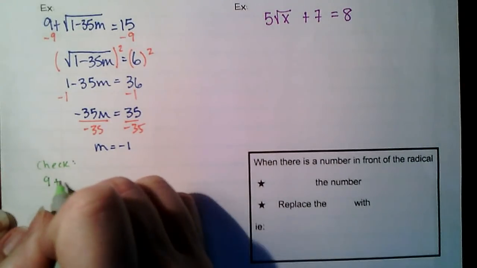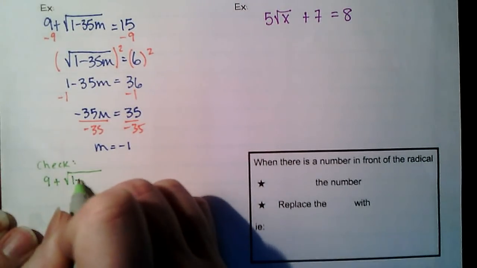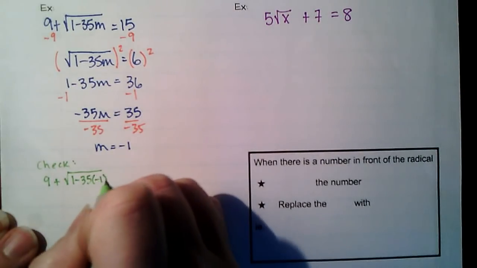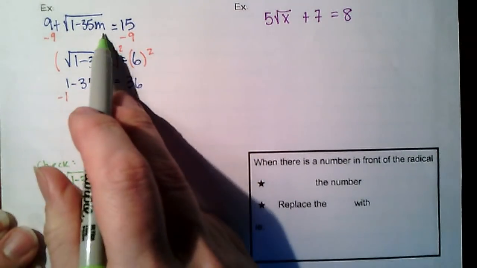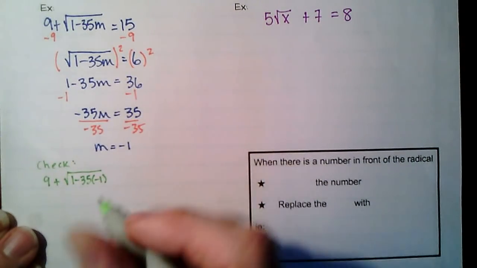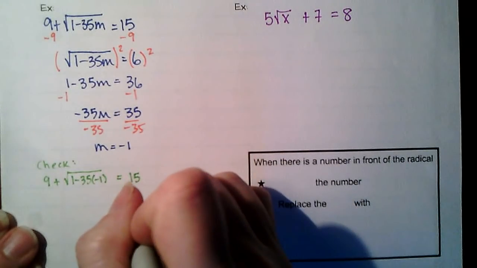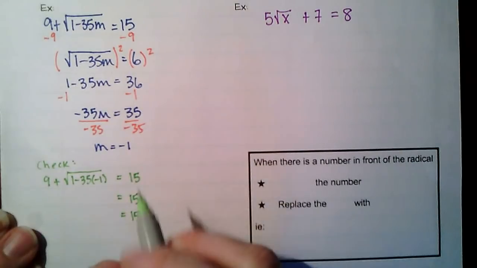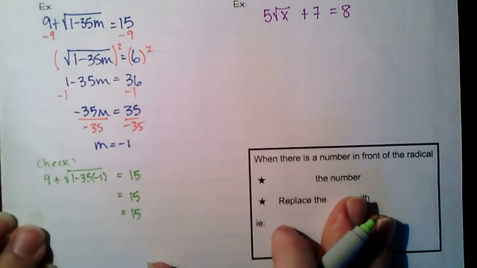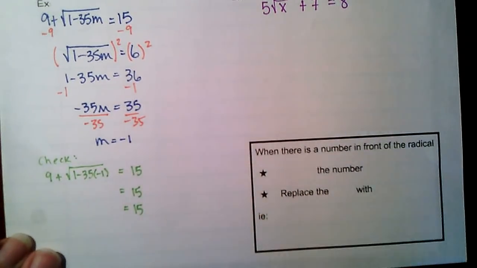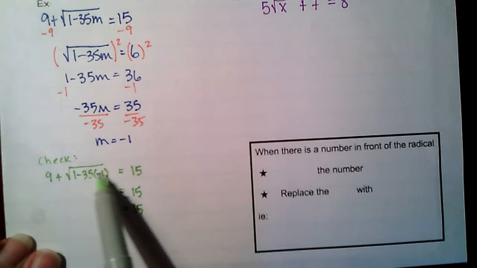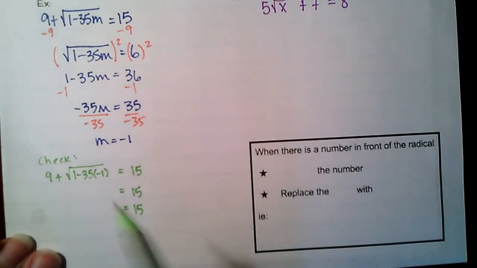So I'll do 9 plus the square root of 1 minus 35, parenthesis negative 1, because I'm just replacing that letter m with a parenthesis negative 1, equals 15. Now I'm not going to do anything other than carry this 15 straight down because my steps are to simplify the left-hand side and the right-hand side separately.